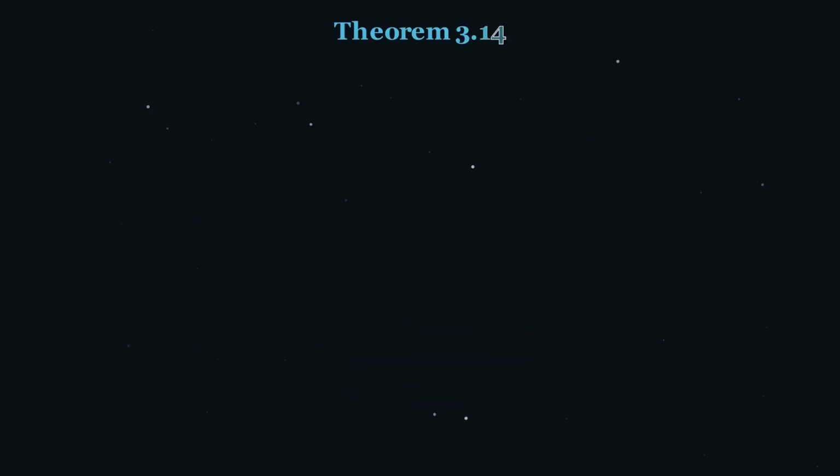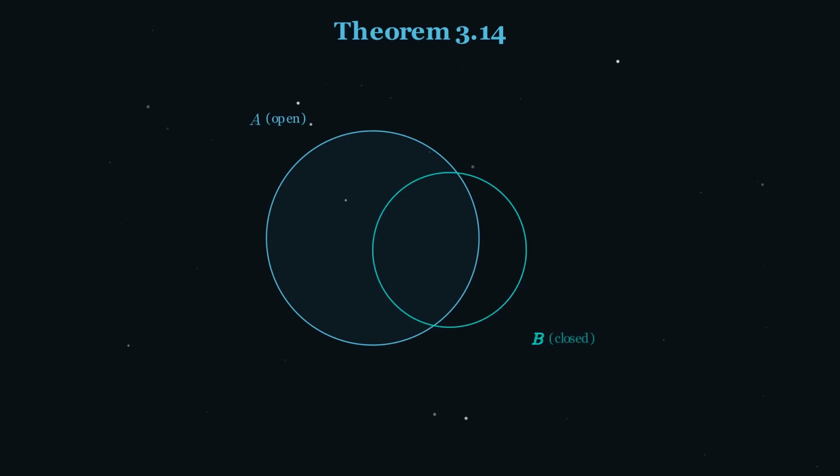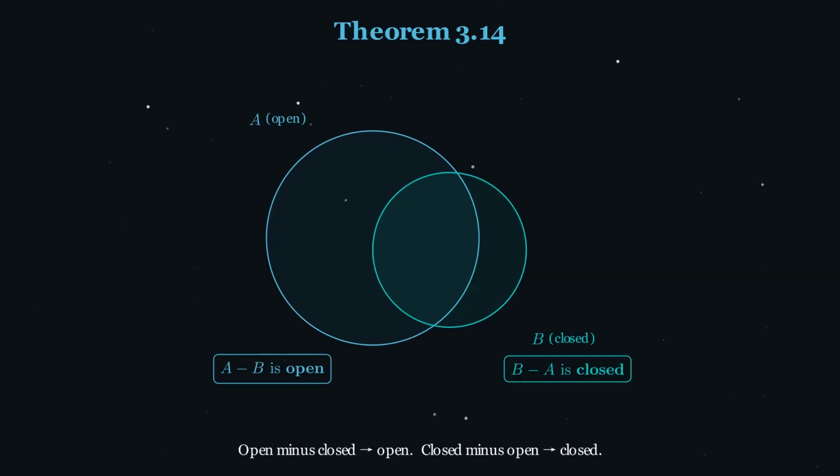And Theorem 3.14 gives us a nice bonus. If A is open and B is closed, then A minus B is open, and B minus A is closed. Open minus closed stays open. Closed minus open stays closed.